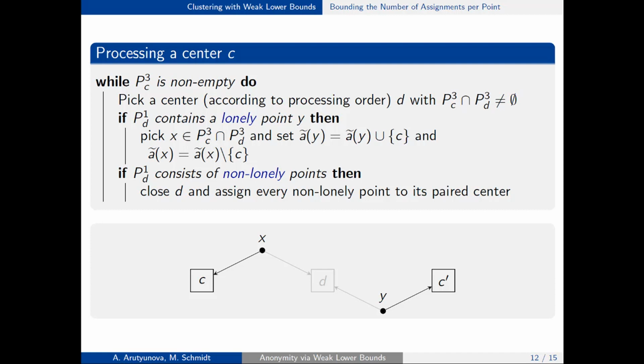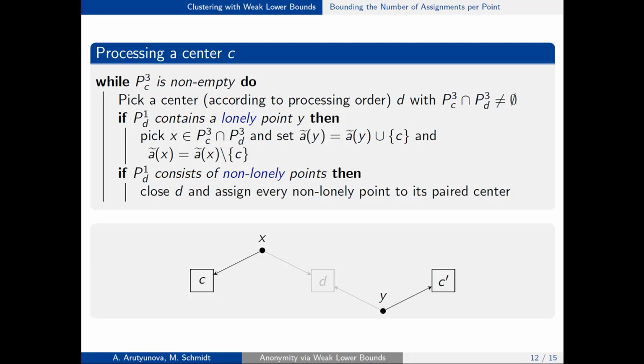In the end, we then obtain a solution which assigns every point at most twice. One can see this by the fact that while a center C is processed, the set PC3 is emptied, or it is not processed, then it was previously closed by the algorithm, such as D now in the picture.